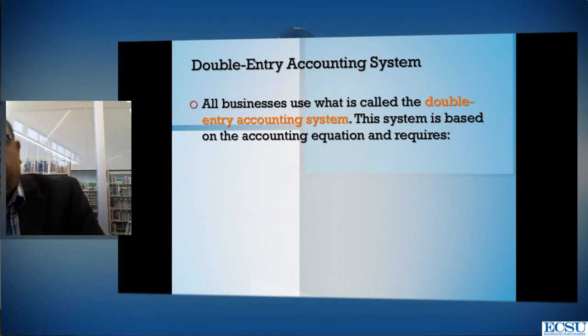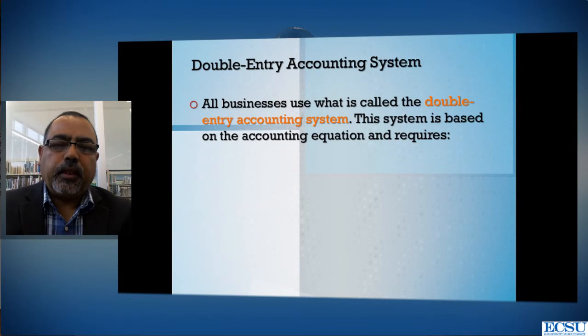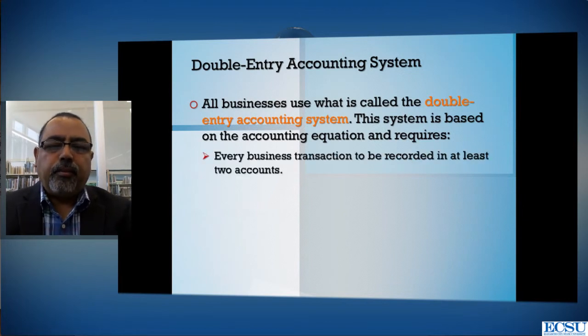All businesses use what is called a double entry accounting system. This system is based on the accounting equation and requires every business transaction to be recorded in at least 2 accounts. So that means it is based on the fundamental principle of life as give and take. If you give something, then of course there will be a taking part. If you take a benefit, there will be a cost for that benefit. So that is what the double entry system is based on.